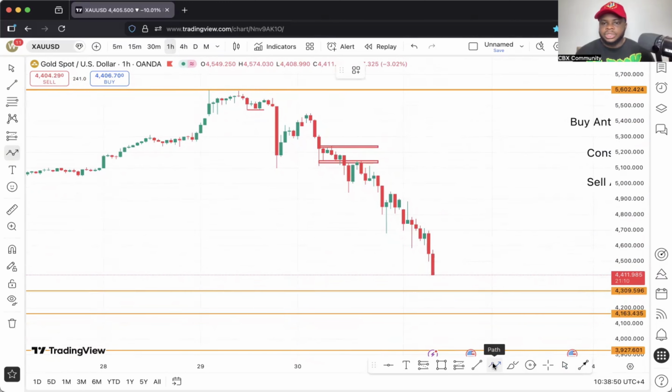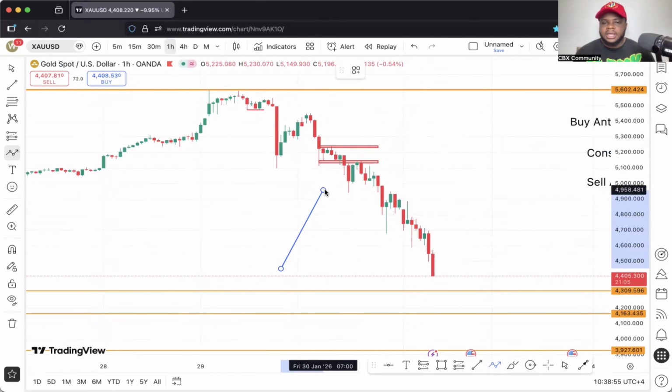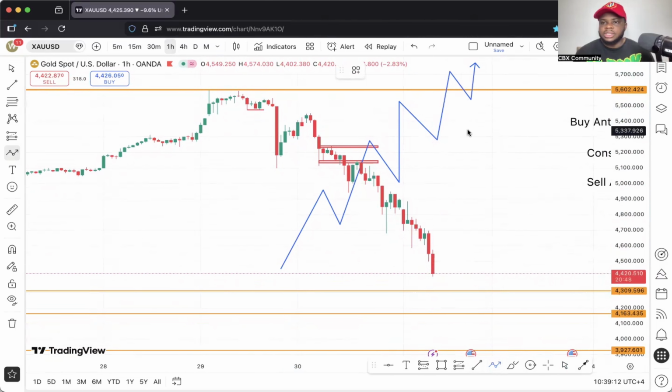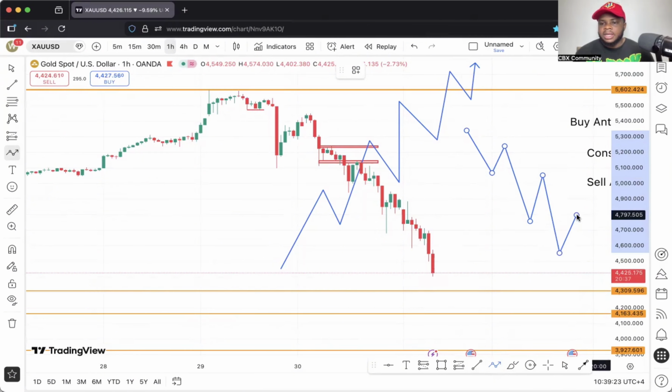I also want you guys to know that if we are dealing with an uptrend, we have a higher high and a higher low, continuously. This is the formation of an uptrend. But when we are dealing with a downtrend, it is a lower high and a lower low, a lower high and a lower low, continuously. So this is the formation of a downtrend, while the other is the formation of an uptrend.